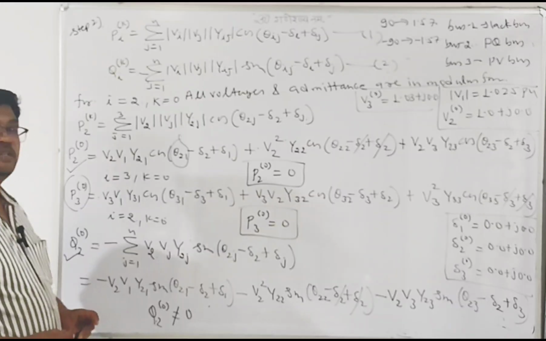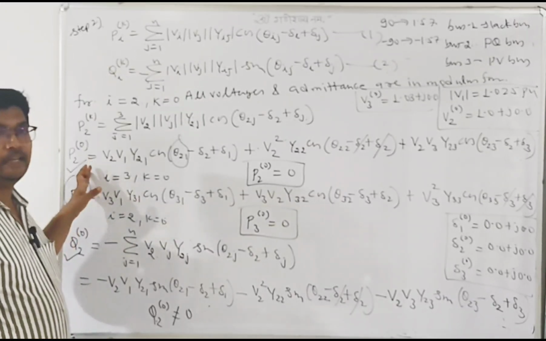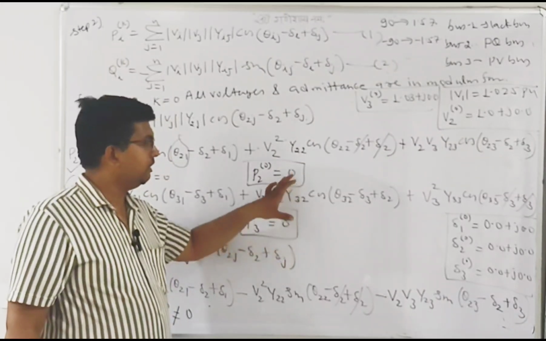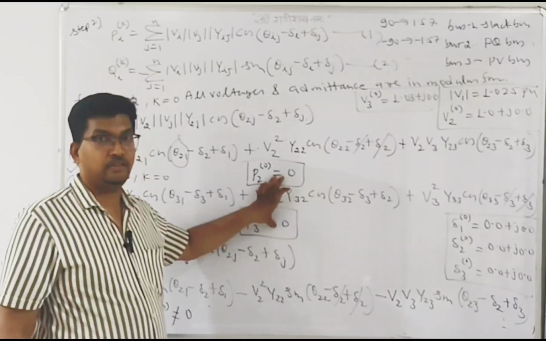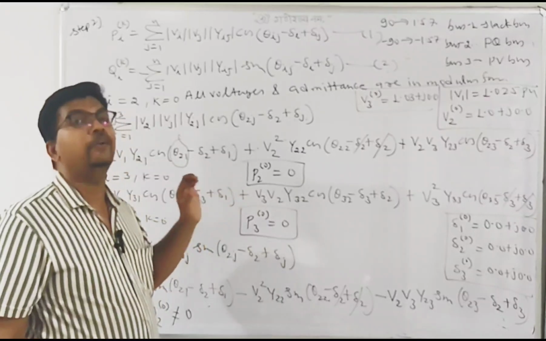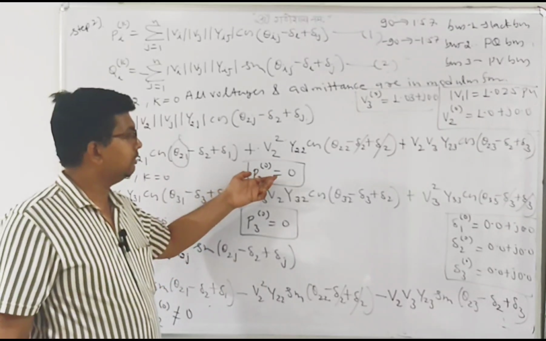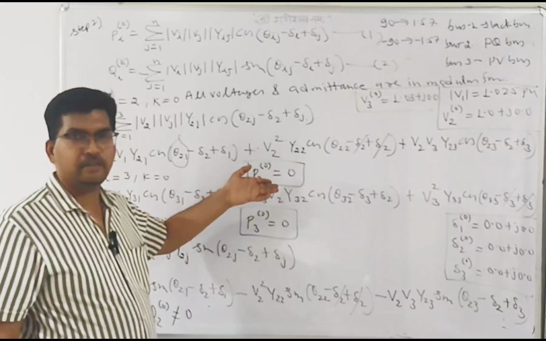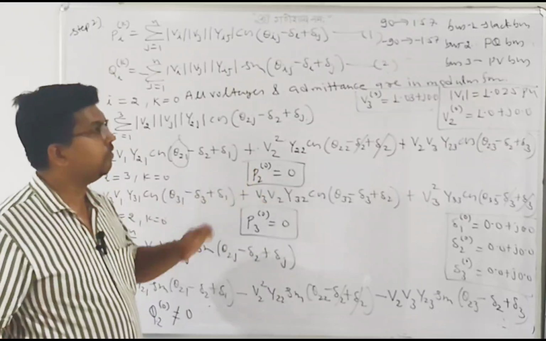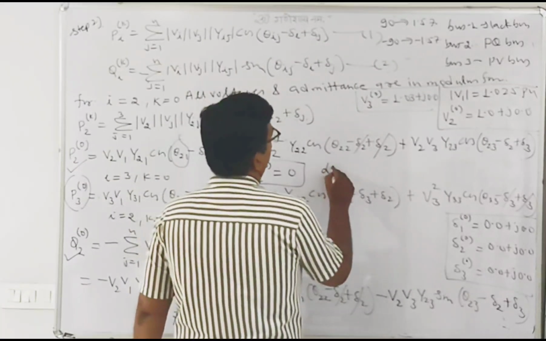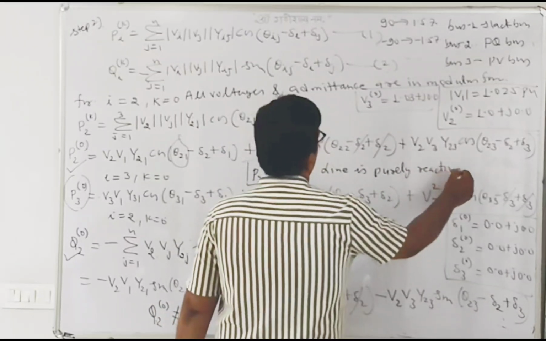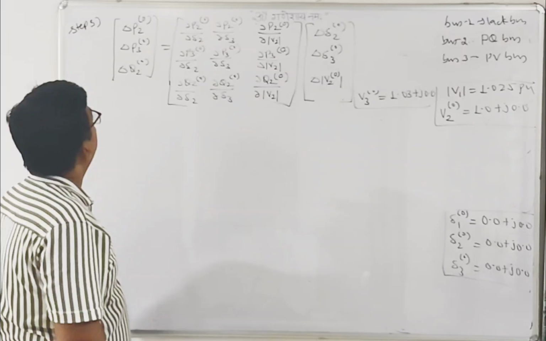So basically, at the initial stage for a lossless line, we can easily determine P20 and P30 without solving the calculation. This becomes 0, 0, and this is always so for any type of bus system. The condition is that the line should be purely reactive. If this system is a 4 bus system or 5 bus system, this delta P2 will always be 0, and this is 0 only because the line is purely reactive. It means there is no resistance, that's why it is 0.